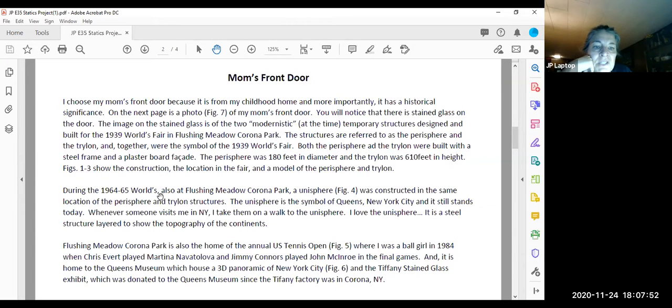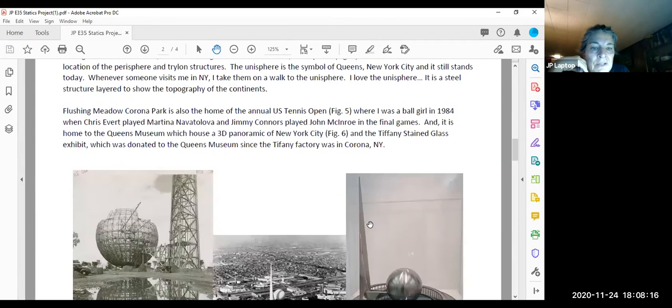During the 64-65 World's Fair at Flushing Meadow Corona Park, a Unisphere was constructed in the same location of the Perisphere and the Trilon. Unisphere is a symbol of Queens, which is where I'm from. It's part of New York City, and it still stands today. Whenever someone visits me in New York, I take them on a walk to the Unisphere. I love the Unisphere. It's a steel structure layered to show the topography of the continents.